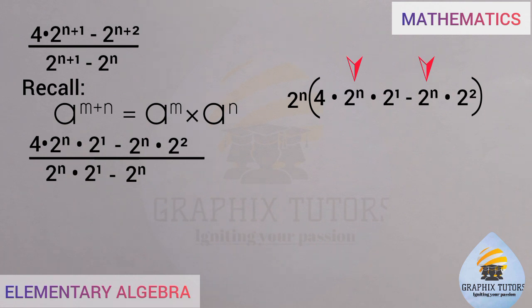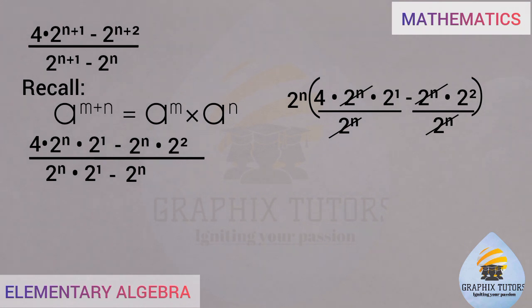Now I'll divide through by what I have brought out of the bracket, which is 2 to the power of n, which I will now be having this. So 2 to the power of n will cancel out in both sides. I'll now be left with 4 multiplied by 2 to the power of 1 minus 2 to the power of 2. This is what I'll be having that will be remaining from what I have here. So I'm going to write it here.